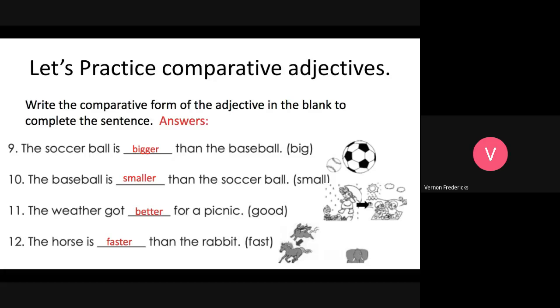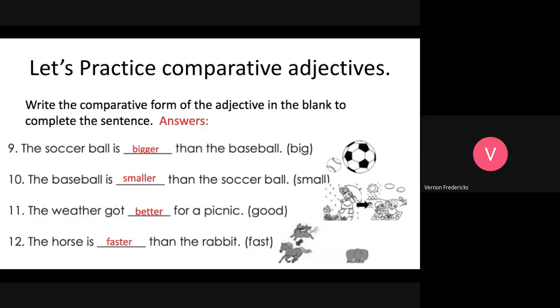Number ten, the baseball is smaller than the soccer ball. Correct, if you had that. Number eleven is irregular. The adjective is irregular. So we have good, and good becomes better. The weather got better for a picnic.